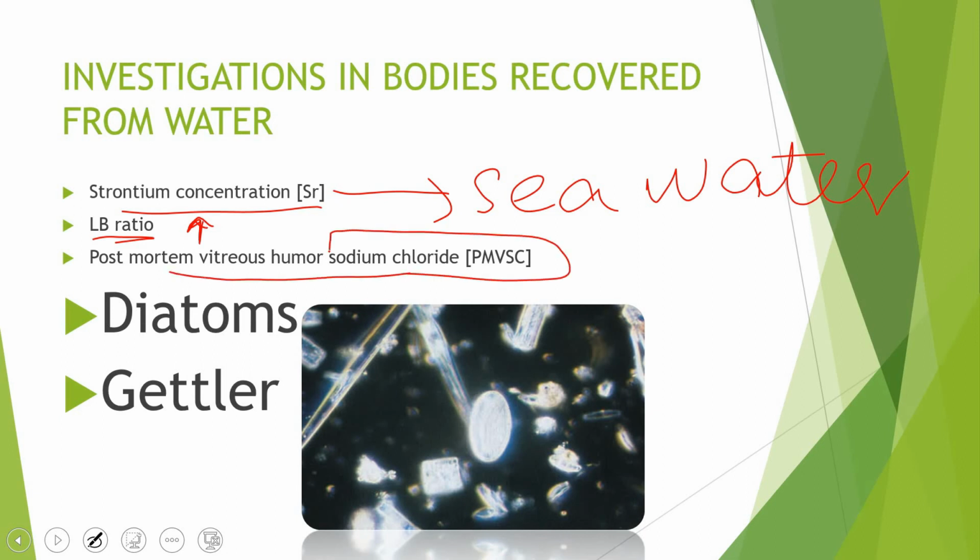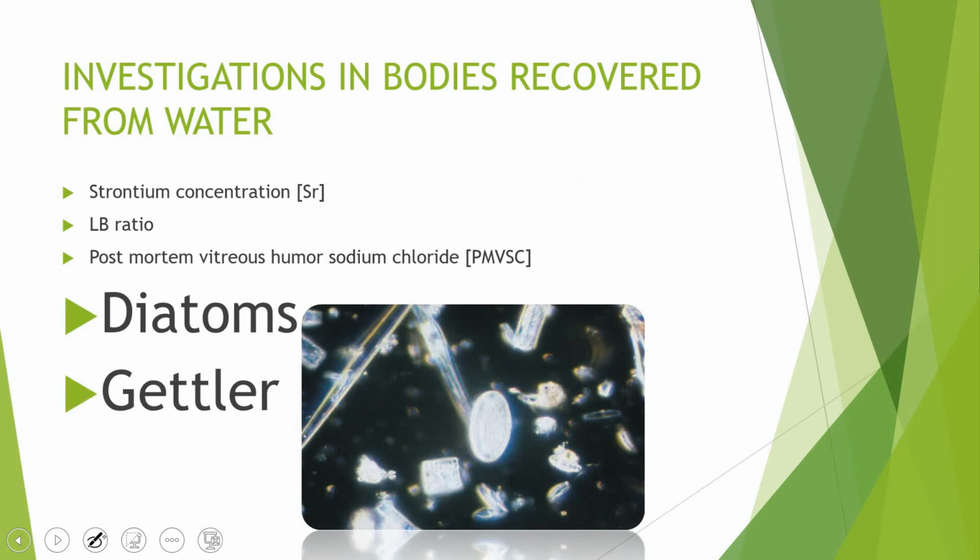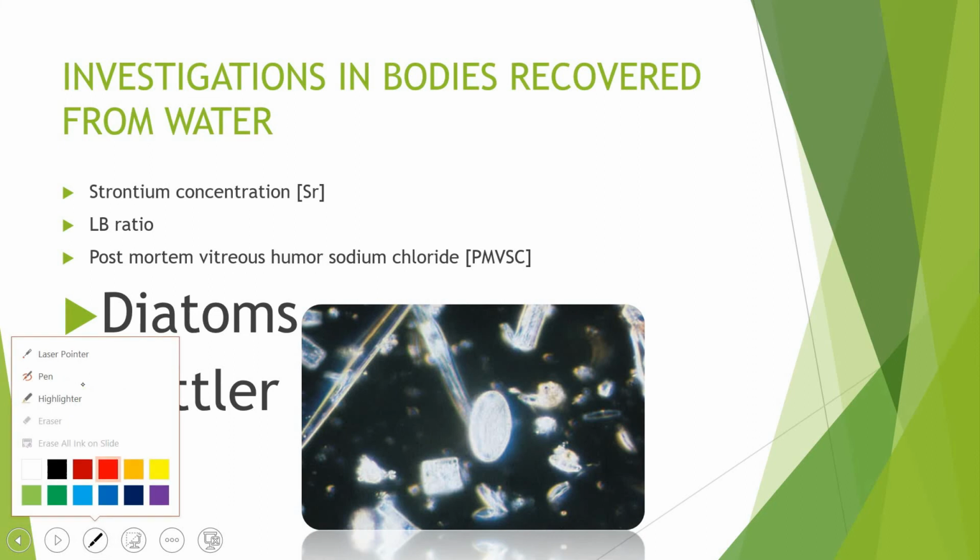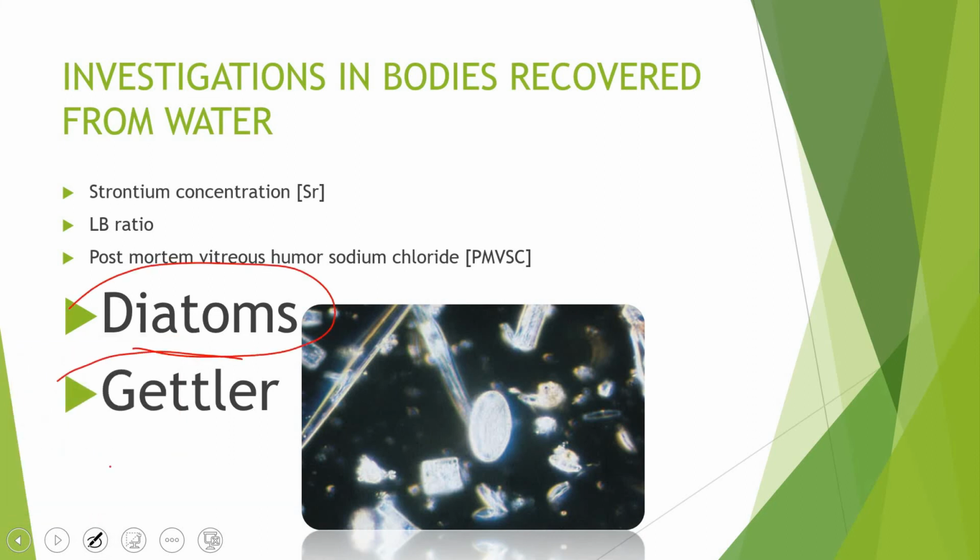Obviously, if the person has drowned in seawater, there is sodium chloride, so the content of sodium chloride will increase in the vitreous humor. But these tests are not that important. The tests that are really important, and that I have mentioned in quite a big size here, you see, are the diatoms and the Gettler test. These two are quite important tests. What are diatoms? I have previously mentioned it.